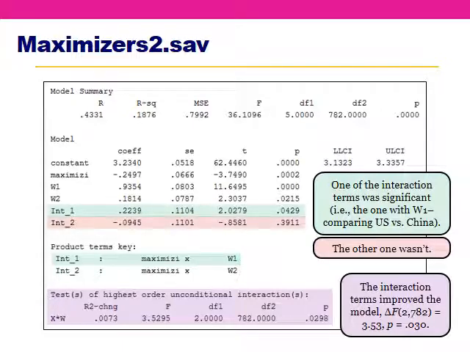The second interaction term, however, is not significant. And remember that the second interaction term is the one that uses dummy 2. And dummy 2 was comparing the US against Europe. So the fact that this interaction term was not significant is telling us that the relationship between maximizing and well-being is the same in Europe and in the United States. There's no difference. It doesn't matter whether you're in Europe or the US, the relationship between those two things is the same. So we still have to make sense of the first interaction term that compares the US against China.